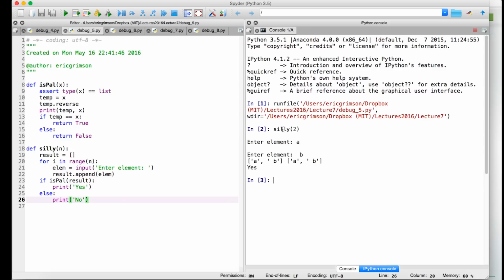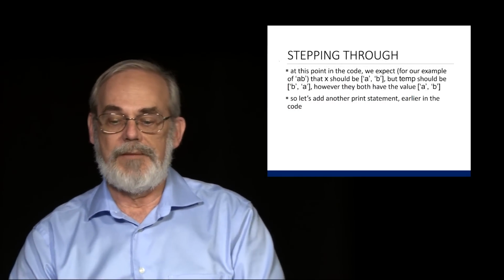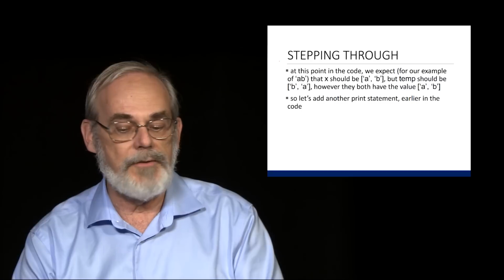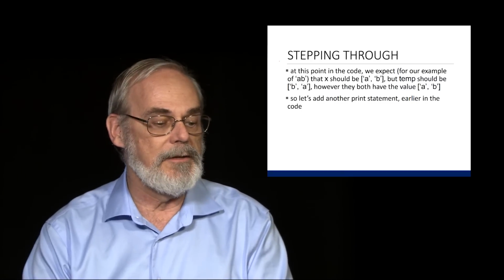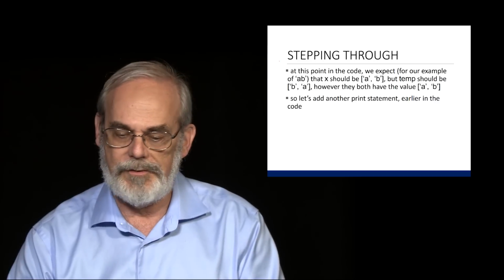Oh, that's interesting. I was trying to reverse the list. And what was I testing here? I was saying, what is the structure of temp and what is the structure of X? I would have expected them to be reversed, one from the other, and they're not. So it should have been that X was AB and temp should have been BA, but they both have AB. So I've got a problem, and it must be happening before this point in the code, because when I get here, I have the incorrect structure.